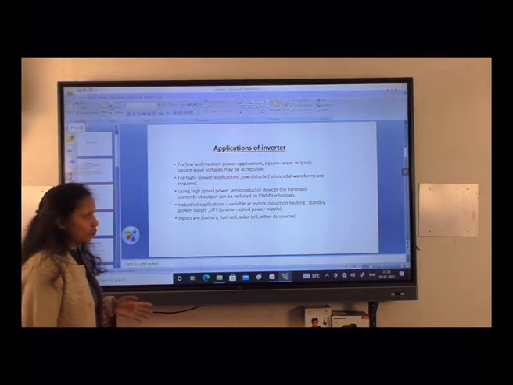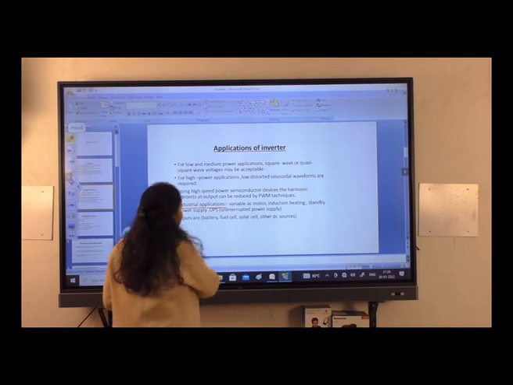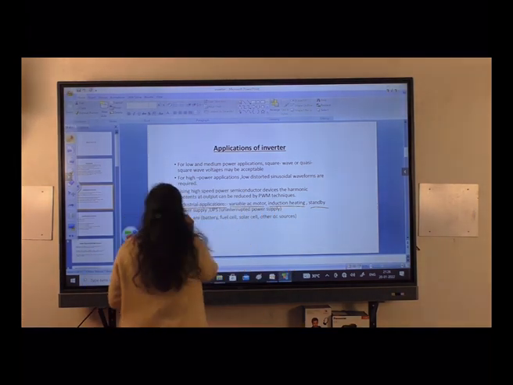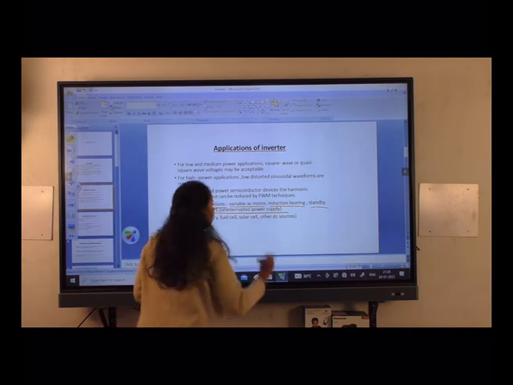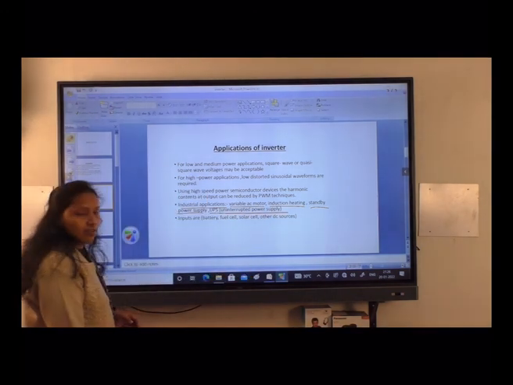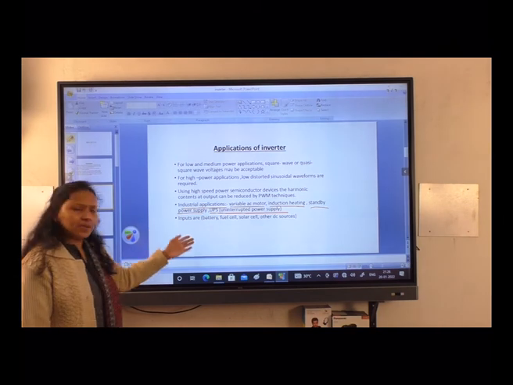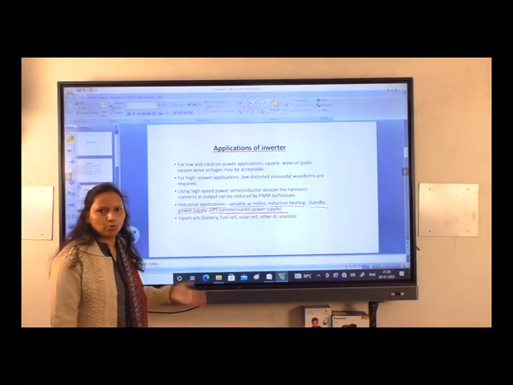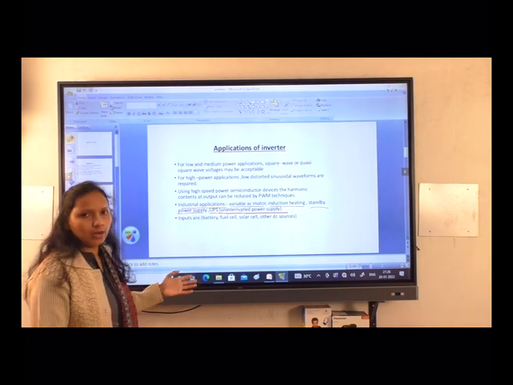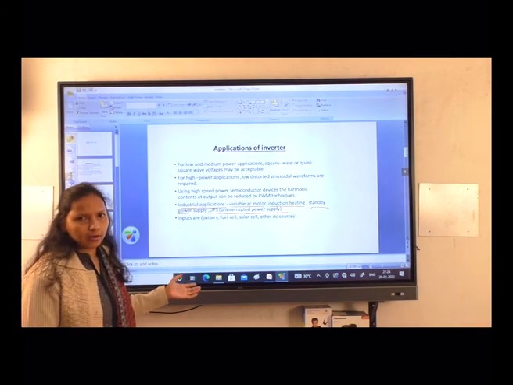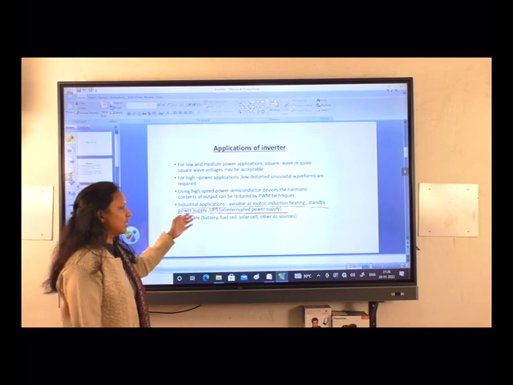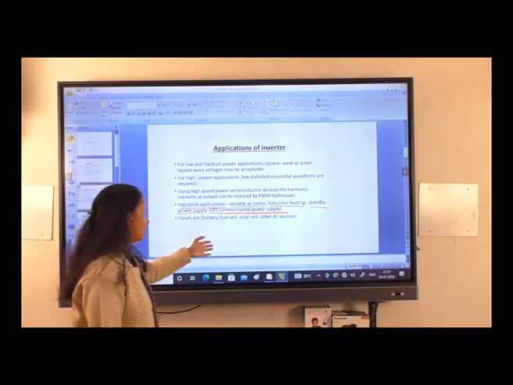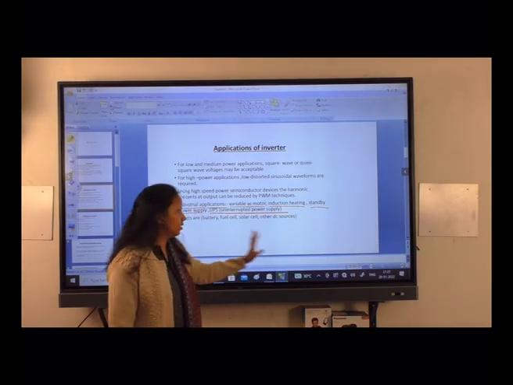What are the industrial applications? Variable AC motor drives, induction heating, standby power supply, UPS, these are all industrial applications. UPS is a very well known term that everybody knows; everybody uses an inverter in their home, in the computer, and in those cases UPS are used. The inputs are battery, fuel cell, solar cell, and other DC sources.